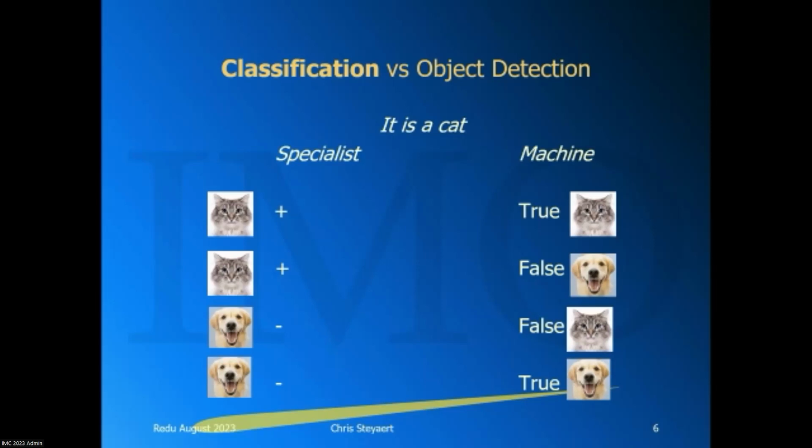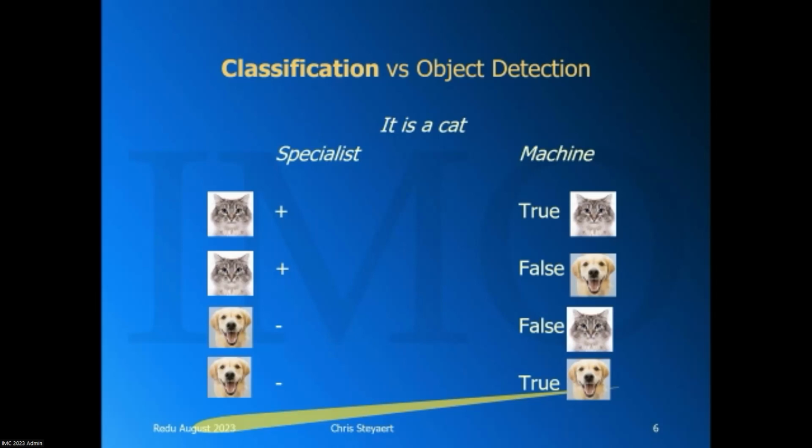Me, the human, the specialist, says, this is a cat. The machine, the algorithm, says it's a cat. Great, we agree. This is positive and it's true. I say it's a cat. The machine says, no, it's not a cat, and it's false. That we don't want. Vice versa, if I say it's not a cat and the machine says it's a cat, also no good. But if we both agree it's not a cat, great.